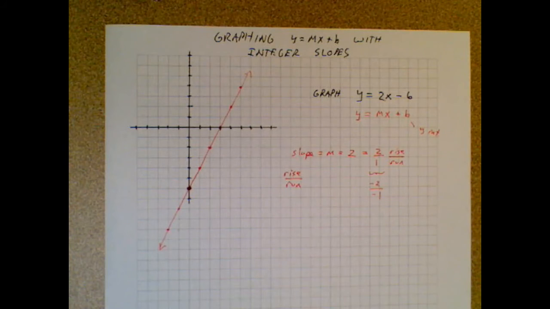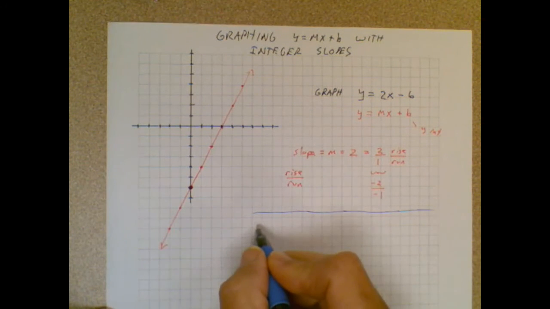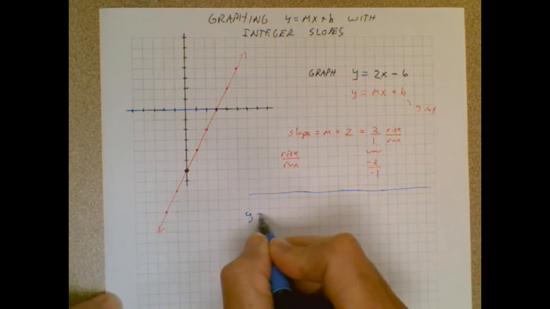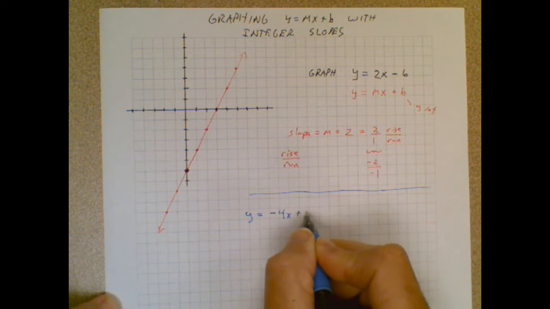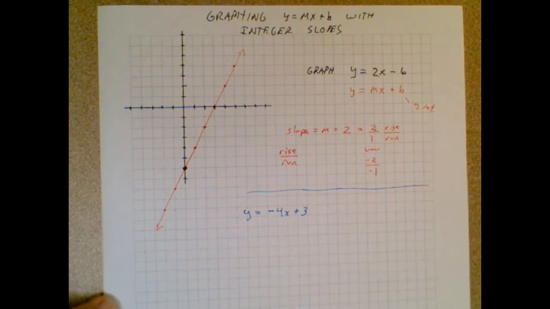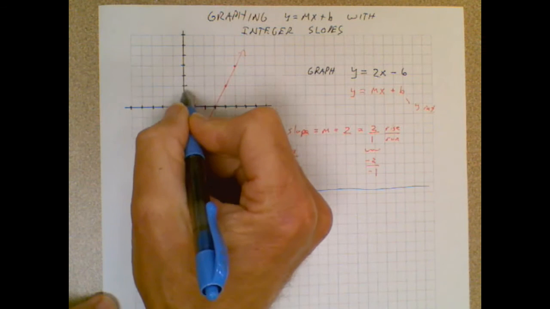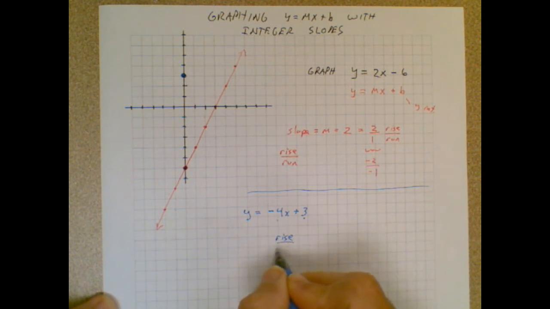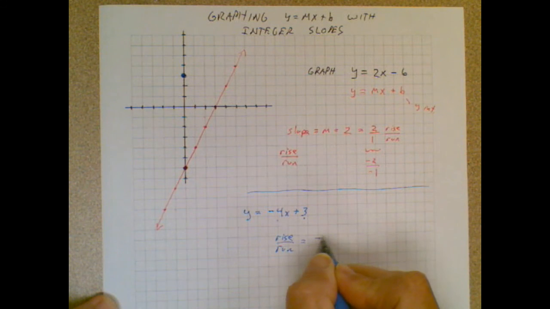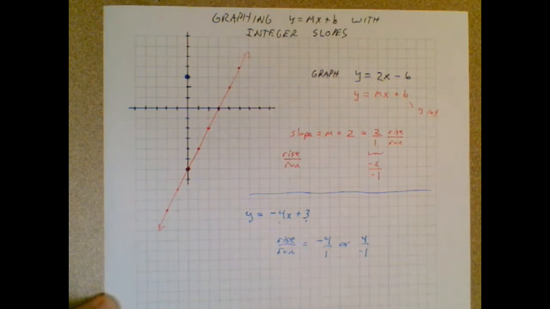All right, let's do one just a lot quicker, just to give you another point of view. So now we're just going to say, hey, what about y equals negative 4x plus 3? As soon as I see that, I say, hey, my y-intercept is positive 3. 1, 2, 3. There's my y-intercept. My slope is negative 4. So for rise over run, I can say negative 4 over 1. Or I could say 4 over negative 1.